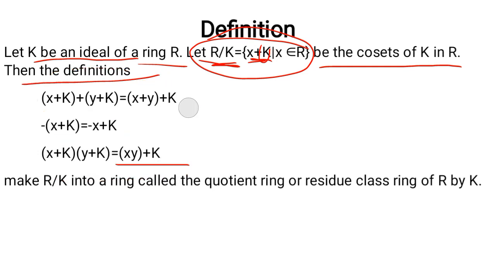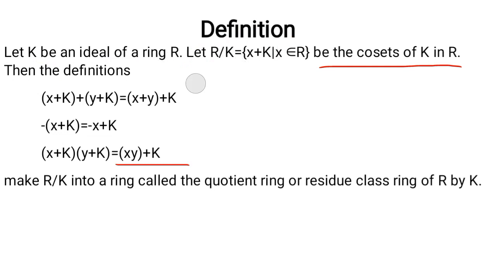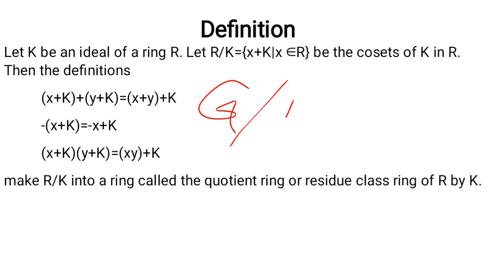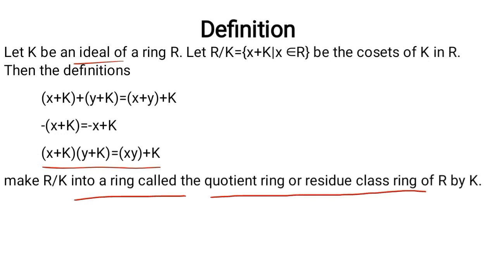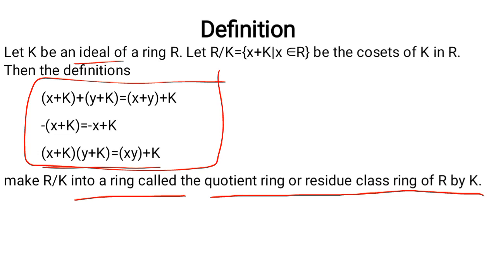So if I happen to give you any quotient and ask you to show me what the elements in that quotient look like. In our case for a group, we'll have the quotient G modulo N. Do you remember? Where N is a normal subgroup. But in our case here, for the ring, instead of the normal subgroup, we use ideals in rings. And this makes R modulo K into a ring called the quotient ring or residue class ring of R by K.